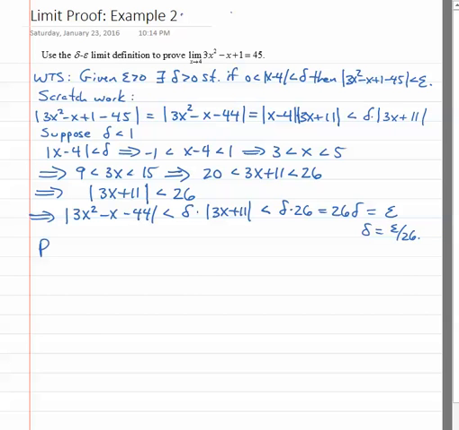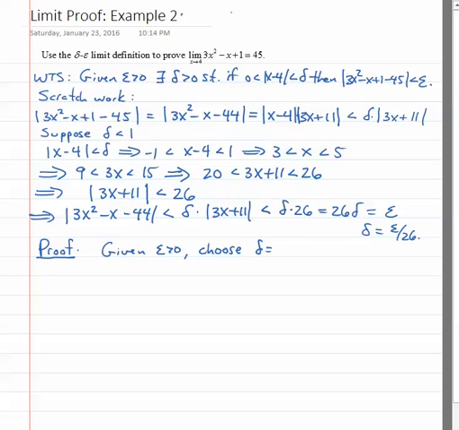Okay, let's write our formal proof. Given an arbitrary epsilon greater than 0, let's choose our delta. Now, what does delta need to be? It needs to be at least as small as epsilon over 26 to make this last part of the proof work. But how did we get that last part to work? Along the way, we had to suppose that delta was less than 1.